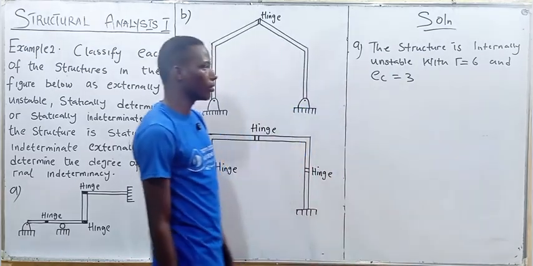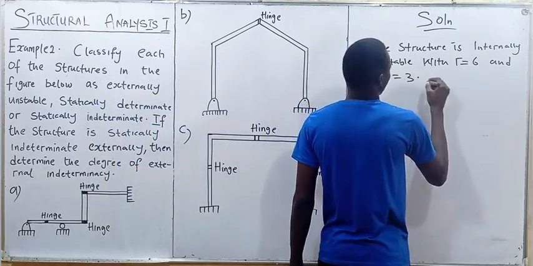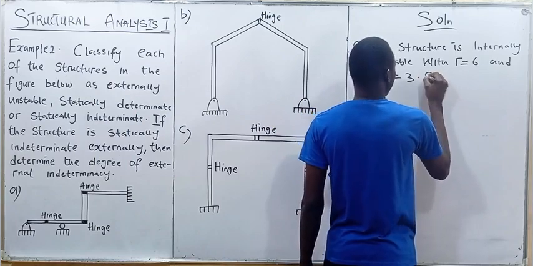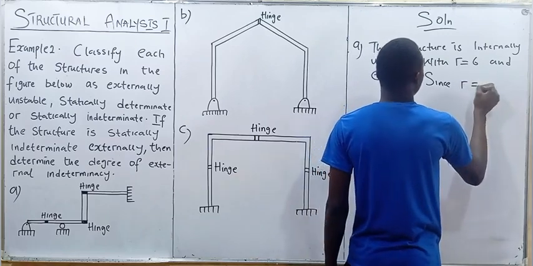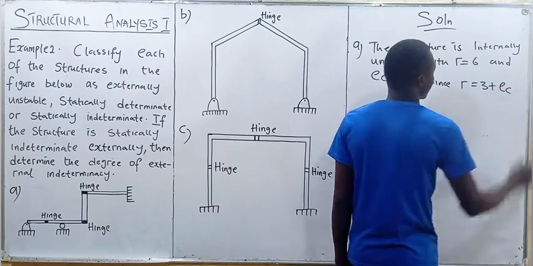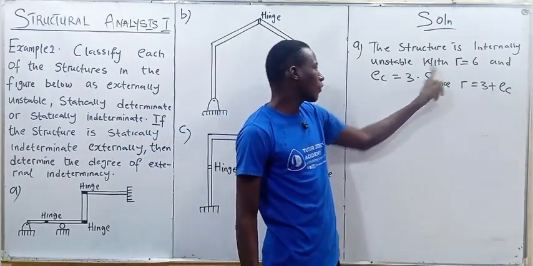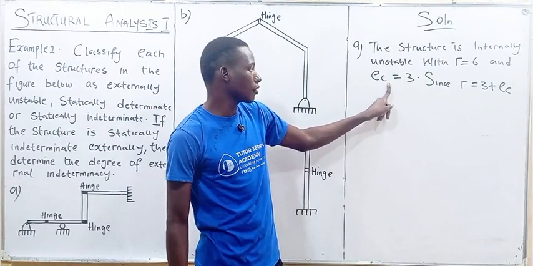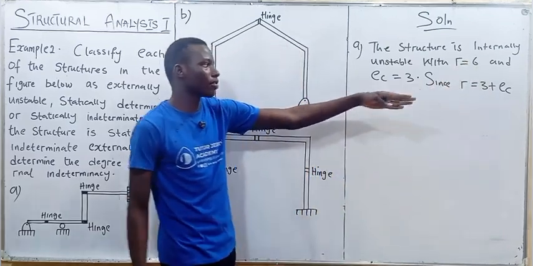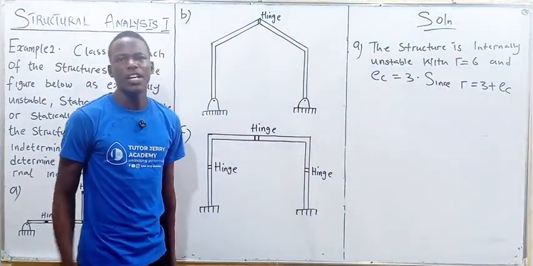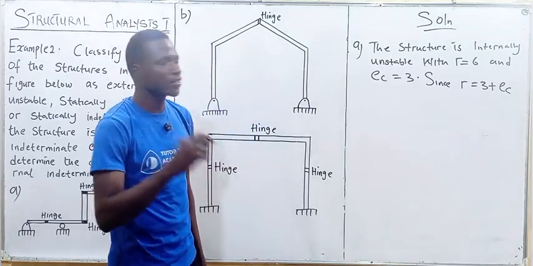Now, if you look at it very well, since R is equal to 3 plus EC, let's verify. Our number of equations of condition is 3. 3 plus 3 is 6. Our number of reactions is 6. So R is equal to 3 plus EC is actually correct. So since R is equal to 3 plus EC, the structure is statically determinate externally.